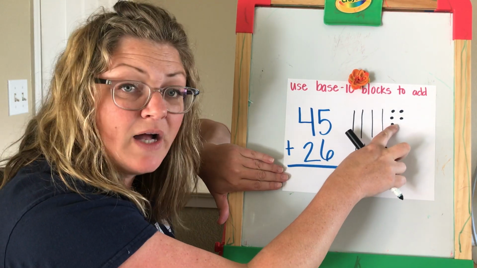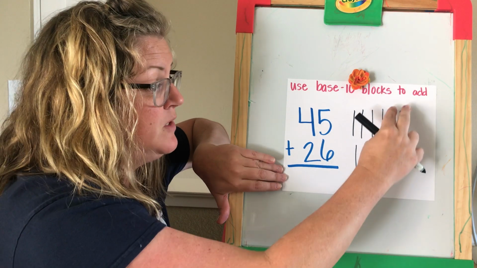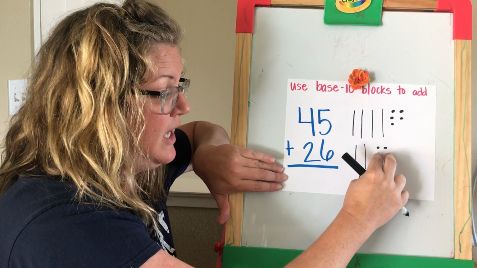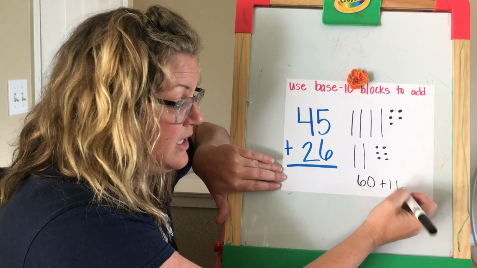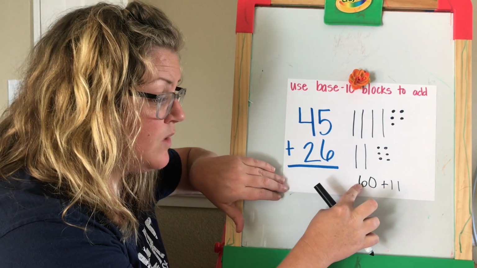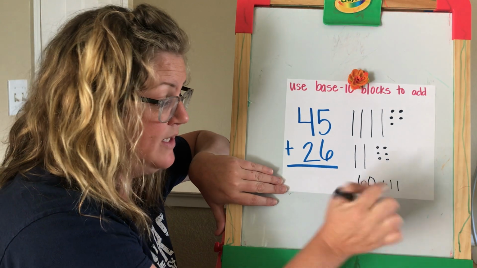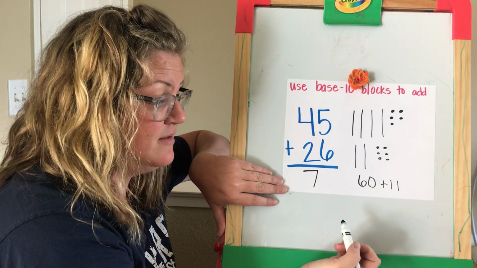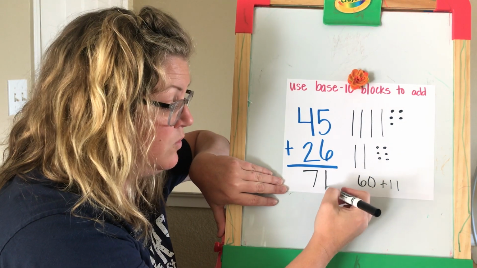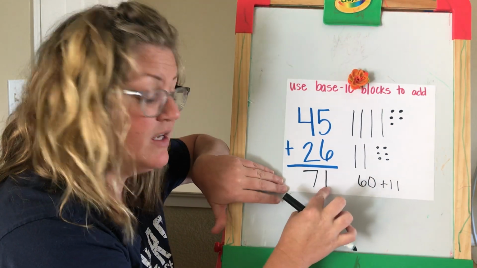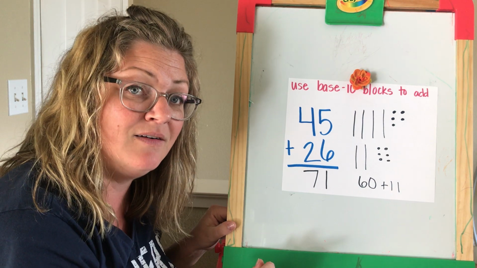I'm going to skip this little guy and I'm going to come back to him at the end. 2, 4, 6, 8, 10, 11. So I'm really looking at 60 plus 11. Well, 6 tens plus 1 ten is 7 tens, and then 0 ones plus 1 one is 1. So 60 plus 11 is the same thing as 71.